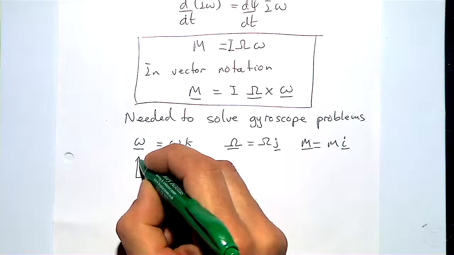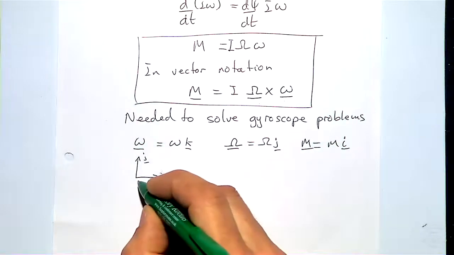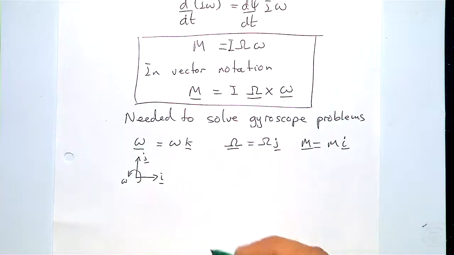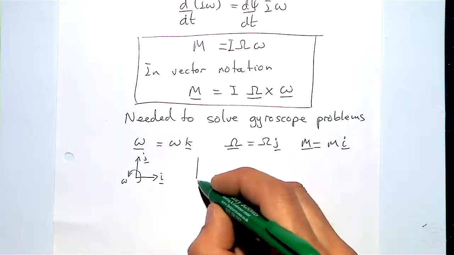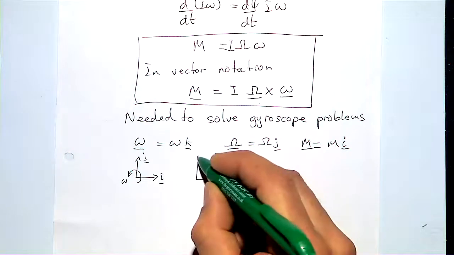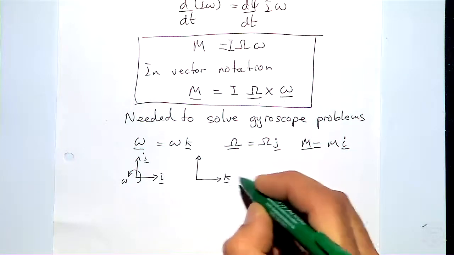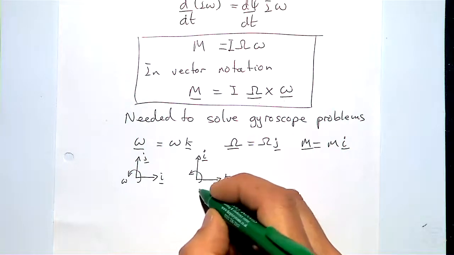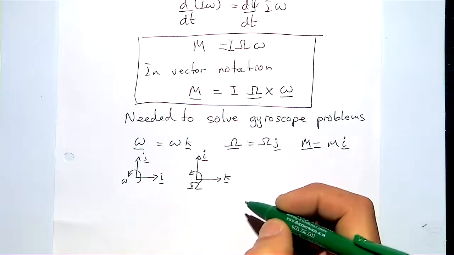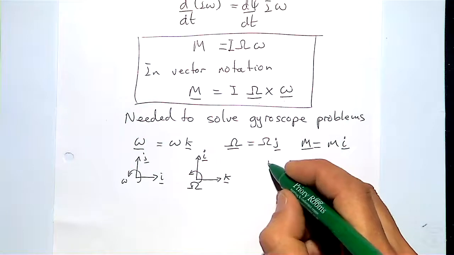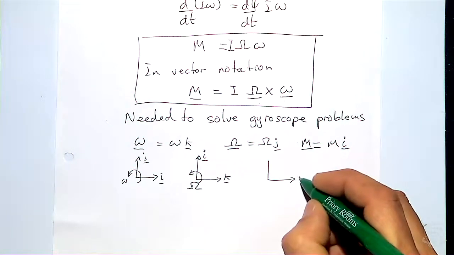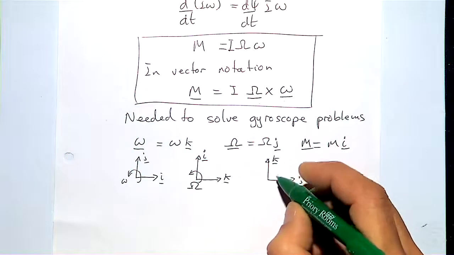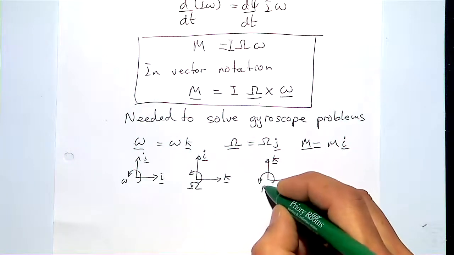So this is the one we normally draw. I and j, k is out of the page. And small omega acts like this, doesn't it? And that's the positive direction. So if we're trying to solve these problems, we're trying to work out which is the positive or negative direction of the angles. So in the other planes, we have the precession rate, large omega, positive like this, and we have the moment acting like this.